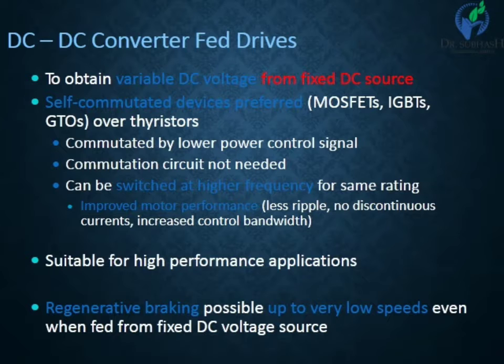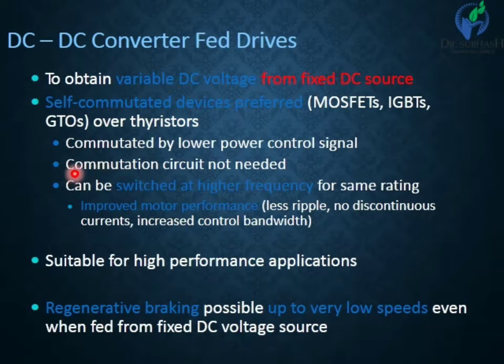DC to DC converter fed drive, in which the input power supply is a fixed DC source and we need to convert it into a variable DC power supply, then we use a DC to DC converter called a chopper. It uses a MOSFET and IGBT to control the DC power.